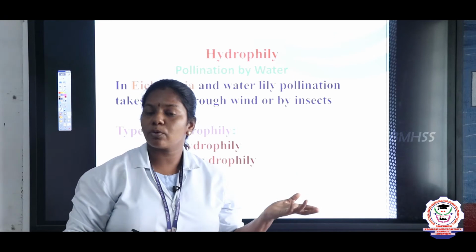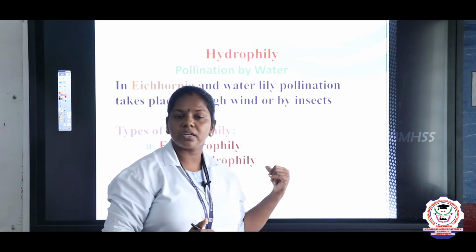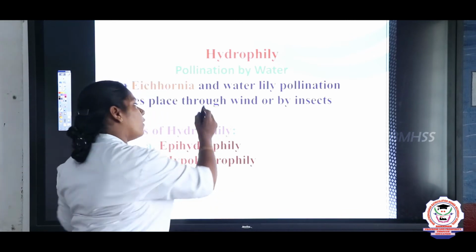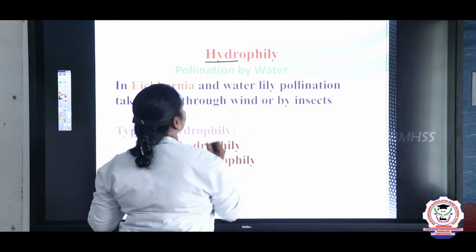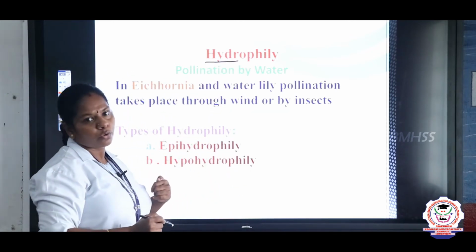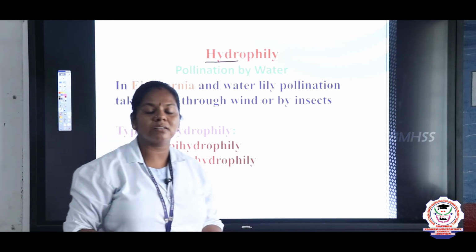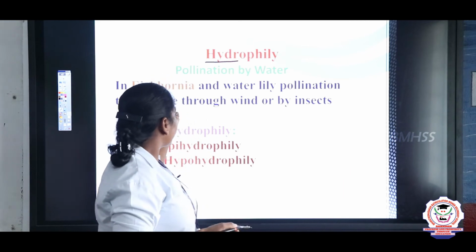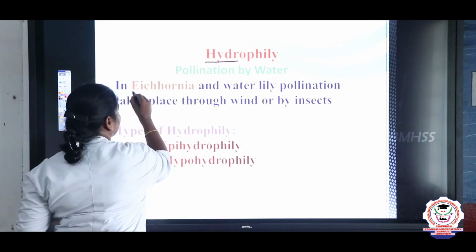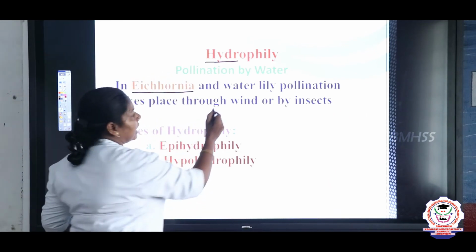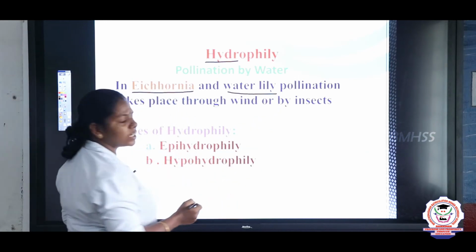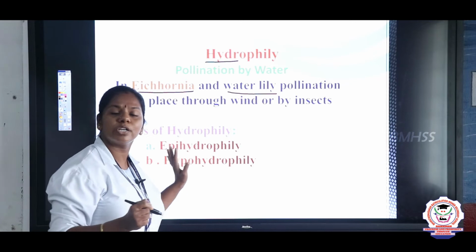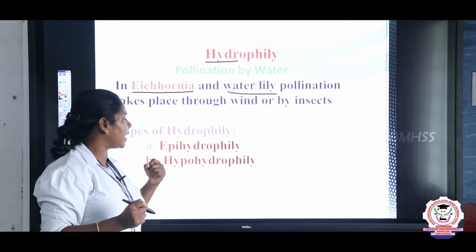First we discussed pollination by wind, and now we are discussing pollination by water. Hydro means water. So pollination by water we call hydrophily. Not all water plants, aquatic plants, pollinate by water, children. Some plants such as water hyacinth and water lily pollinate through the wind or by insects. Except these two plants, the majority of water plants pollinate by water.